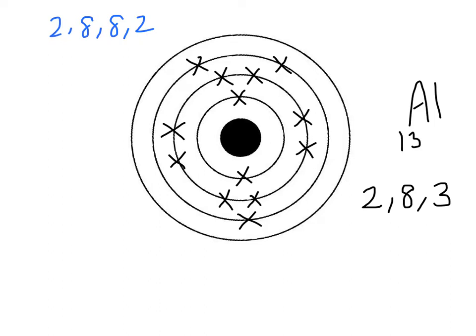Sometimes you may be required to write electronic arrangement in the number format like that, just showing how the electrons are arranged in the shells with just numbers like that. Okay, so that 2 represents the 2 electrons on the first shell, 8 shows how many electrons on the second shell, and the 3 shows how many electrons are on the third shell.